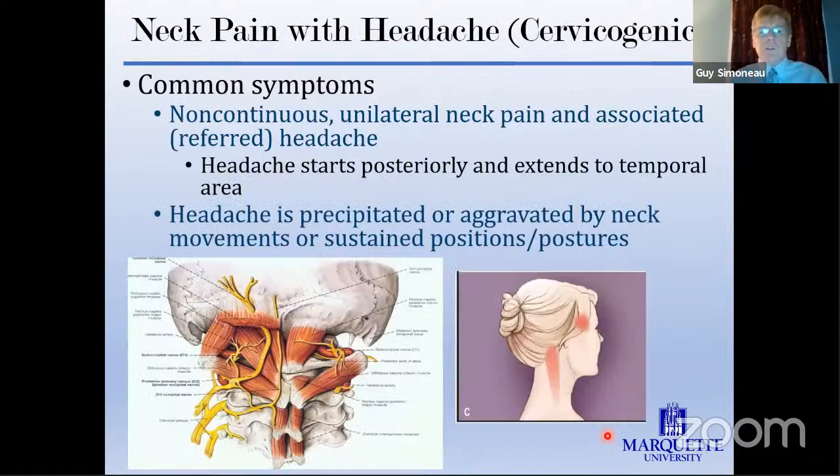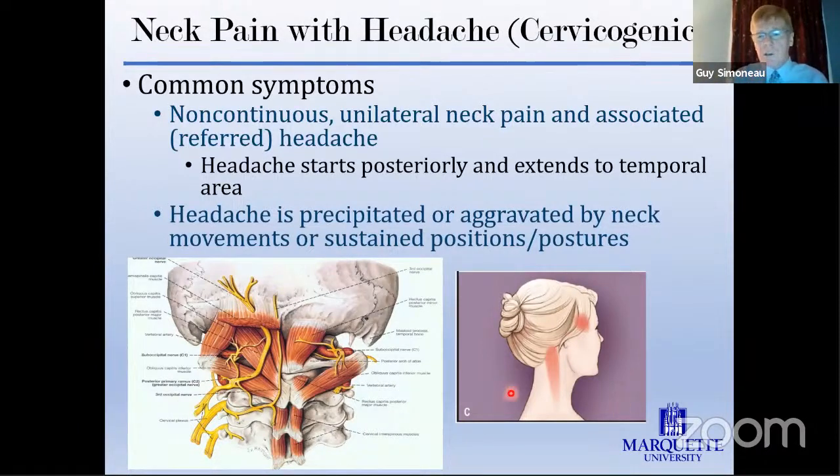So the common symptoms that we find in people with cervicogenic headaches are that the headache is typically non-continuous. It's typically unilateral, and it may be a combination of headaches as well as neck pain, the headache being referred pain from the neck region.